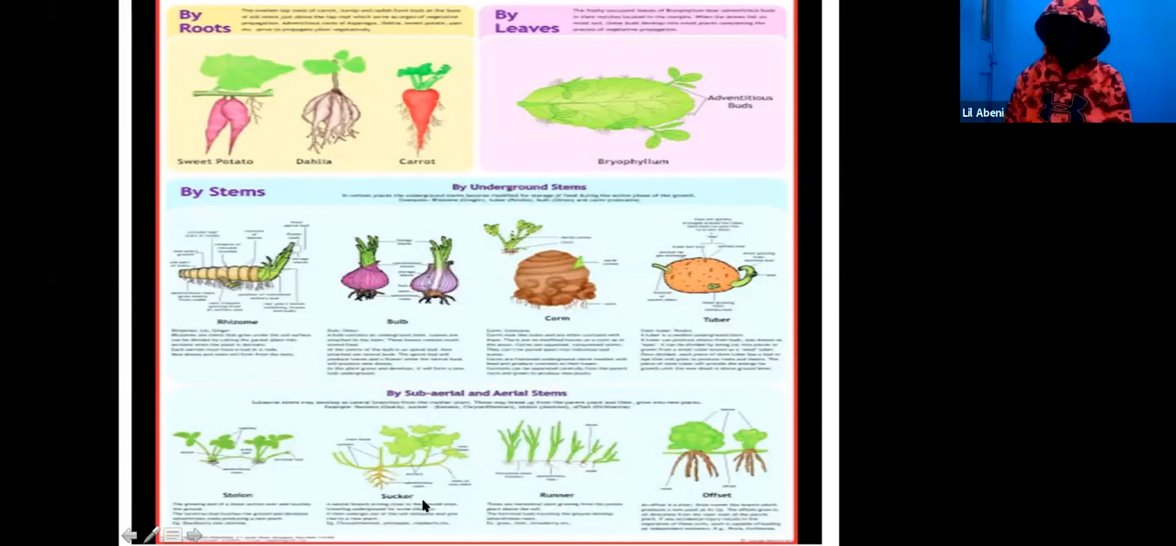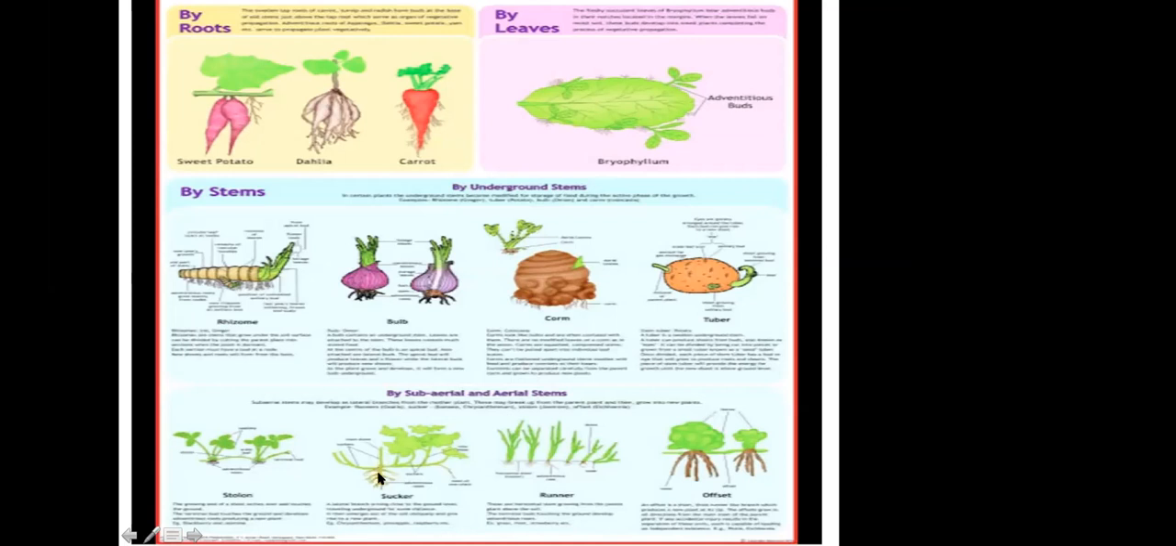Whereas in a sucker, a little part of the stem will be below the ground, and then it comes up and grows into a new plant. That is called a sucker. Then a stolon. In the stolon, a branch from the lower part is bent down and grows a little inside the ground and then it comes up. So that is called a stolon.